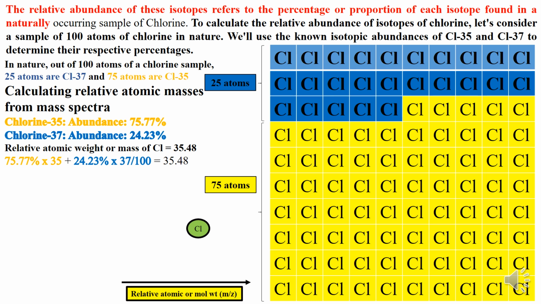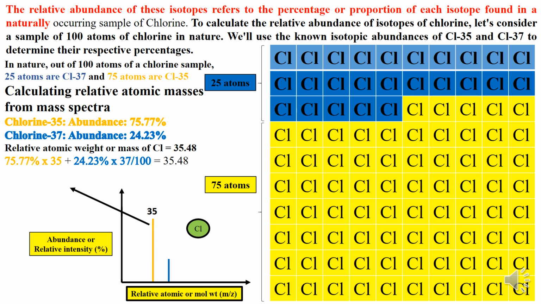Now practically, you can also get it from the mass spectral analysis, which is a plot of relative atomic weight on the x-axis. It's nothing but the mass to charge ratio, and on the y-axis is a plot of abundance or the relative intensity in percentage. So you get two peaks, Cl35 peak and Cl37 peak. That is Cl35 and Cl37. One peak is more intense than the other.